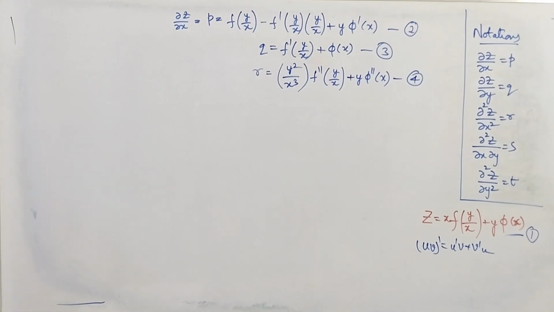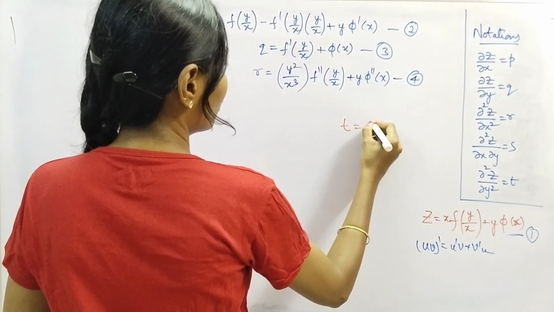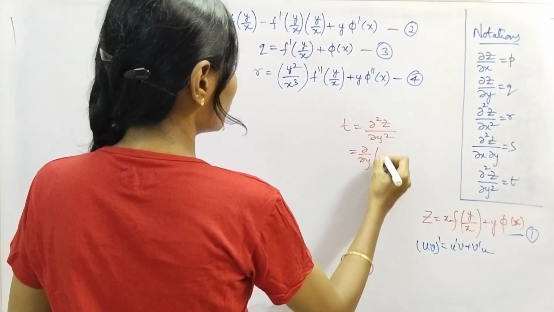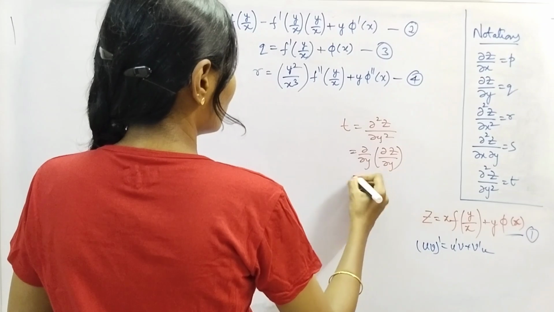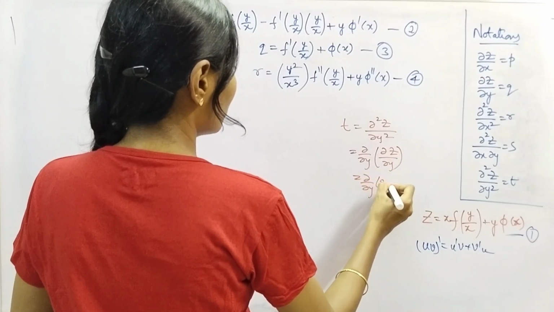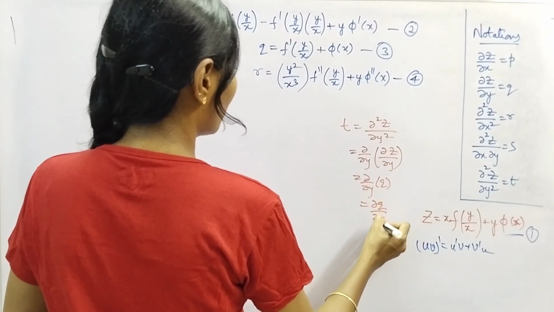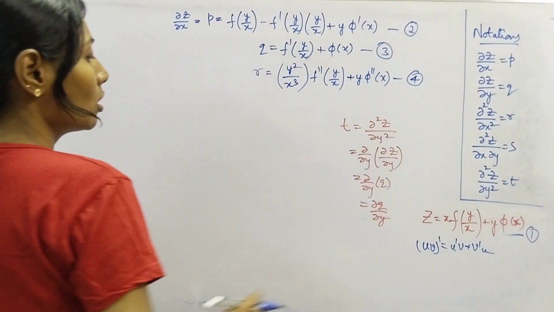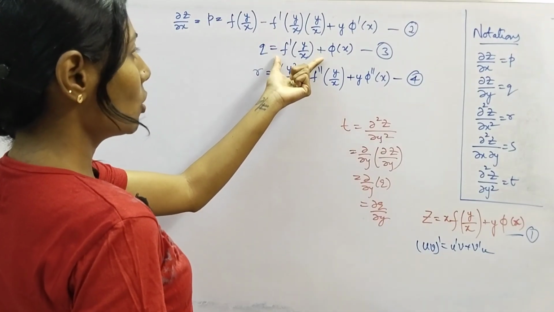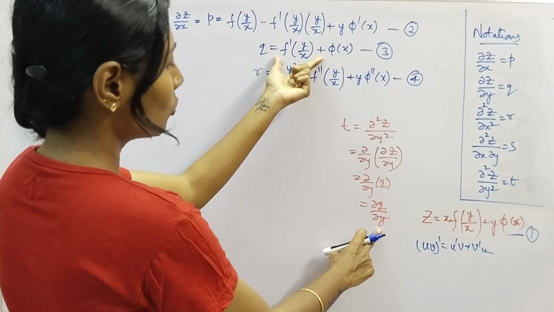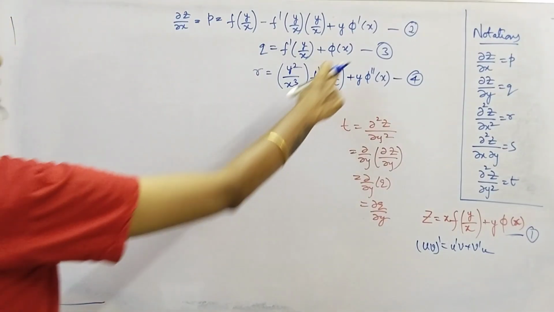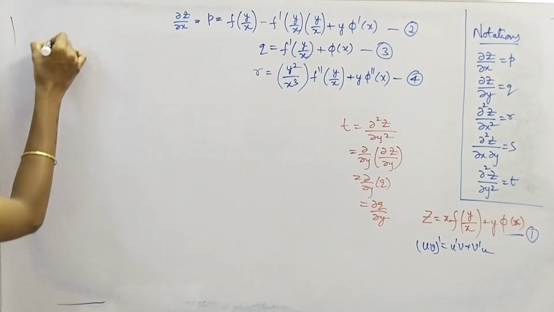Let's now find the equation involving t. You know that t is equal to dou square z by dou y square. We can write this as dou by dou y of dou z by dou y. Since dou z by dou y can be replaced by the notation q, you'll get dou q by dou y. So in order to find the equation involving t, we'll use the equation involving q, that is equation number 3, and we'll partially differentiate it with respect to y, so that we'll get the equation involving t. So let's partially differentiate equation 3 with respect to y.